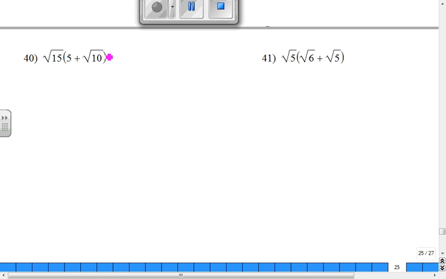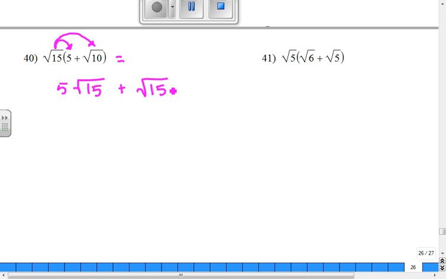Okay. For problem 40, we have to distribute the square root of 15. Now this works the same way. If a number's on the outside of the square root, it stays on the outside. If it's on the inside, it stays on the inside. So we have this 5, it's on the outside, so it's going to stay on the outside. The 15 is on the inside, so it stays on the inside. Plus, now these two are both inside, so we're going to have the square root of 150.